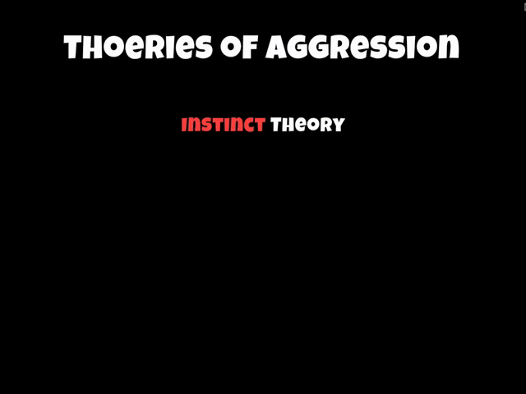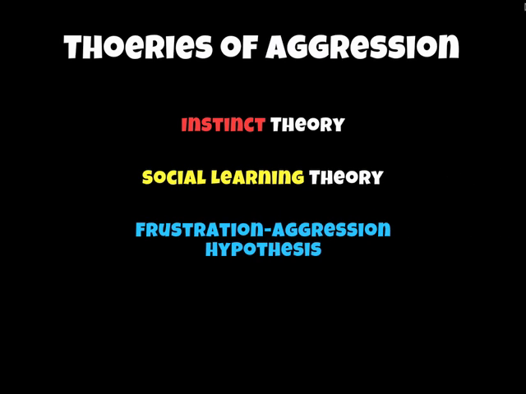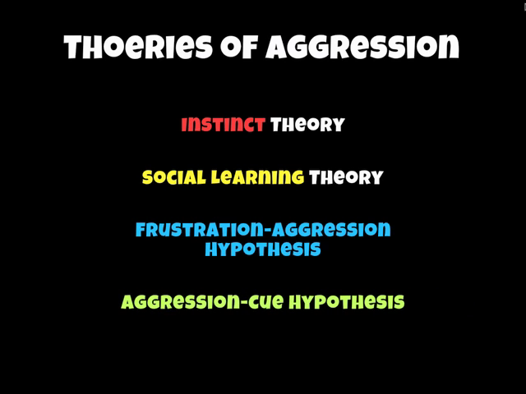Alright, we have four main theories of aggression which you need to have knowledge about. The first one is what we call instinct theory, followed by social learning theory. The third theory is frustration-aggression hypothesis, and the final theory you need to have knowledge about is the aggression cue hypothesis.